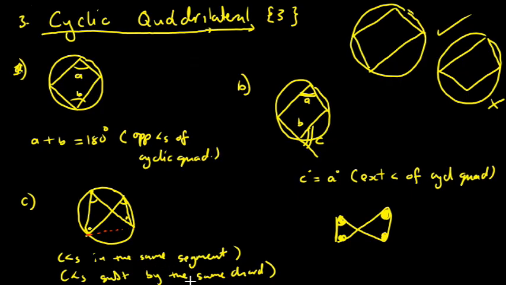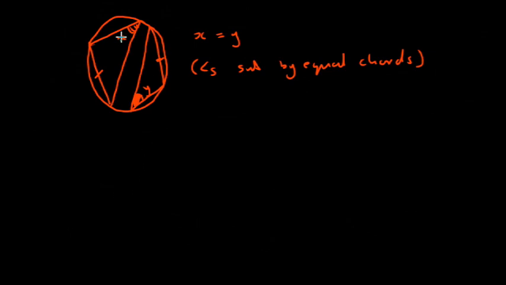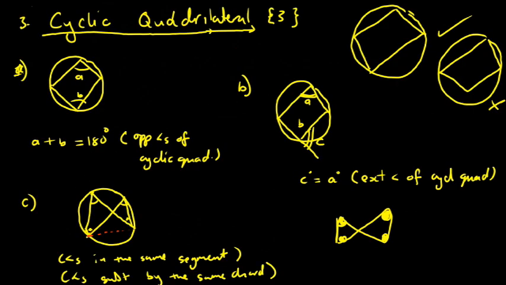Here it was the same chord, because this one is the same chord. This angle is formed by this very chord, this angle by this very chord. But here the chords are different, but they are equal. They are equal chords. So we don't say same chord here, we say equal chords. But here we say same chord because they are the same.